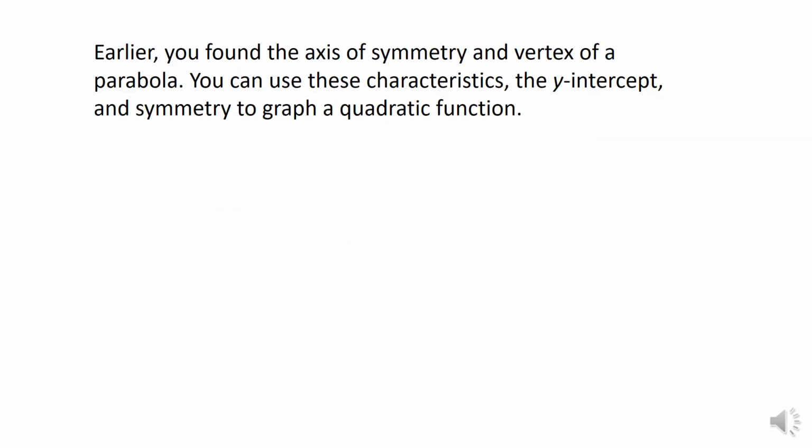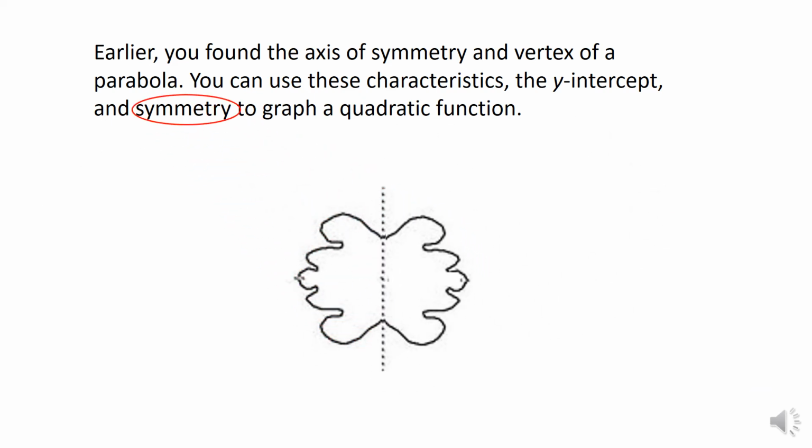Okay. Earlier you found the axis of symmetry and the vertex of a parabola. You can use these characteristics, the x, the y-intercept, and symmetry to graph a quadratic function. Knowing that it's symmetrical, every point that has the same y will be the same distance from your axis of symmetry. Okay? So let's graph.